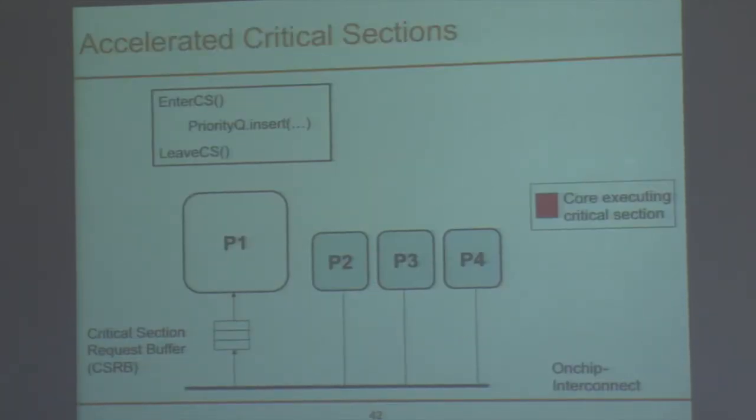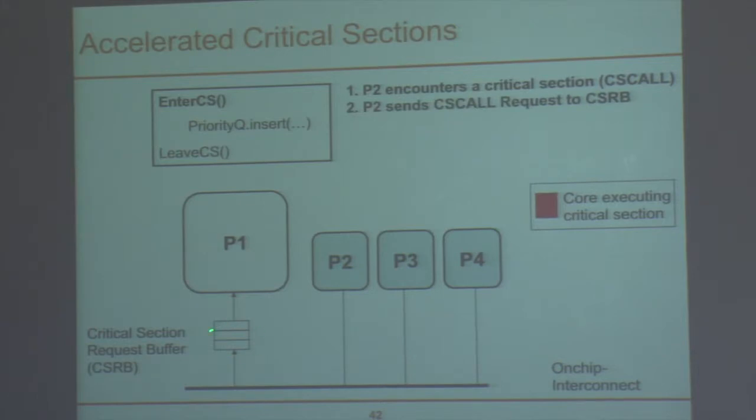Okay, so how does this work? I'll give you a pictorial example, very simple. Again, this is the critical section that we're concerned about. You enter the critical section, and you're assuming you're inserting something into a shared priority queue. At the end, you'll leave the critical section. Basically, we have one large core, three small cores, and this large core has a critical section request buffer.